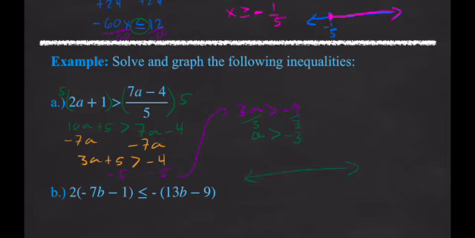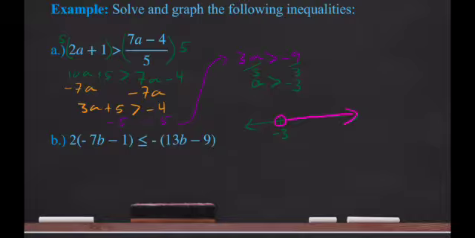Put it on the number line, negative 3. It's not equal, so we have it open, and the arrow tells us to point it to the right. It's everything bigger than that value. Okay, part B.